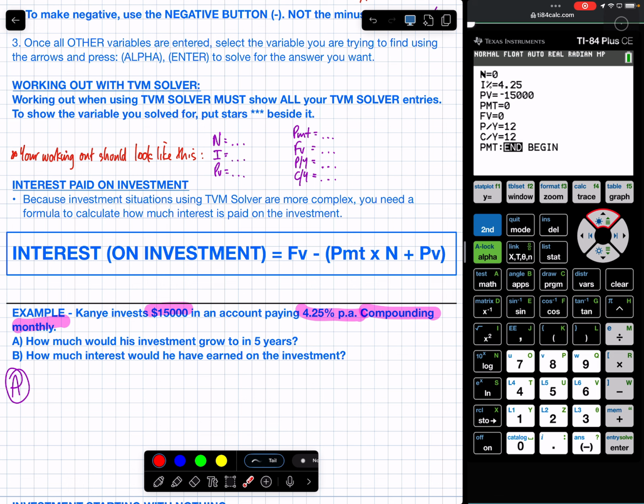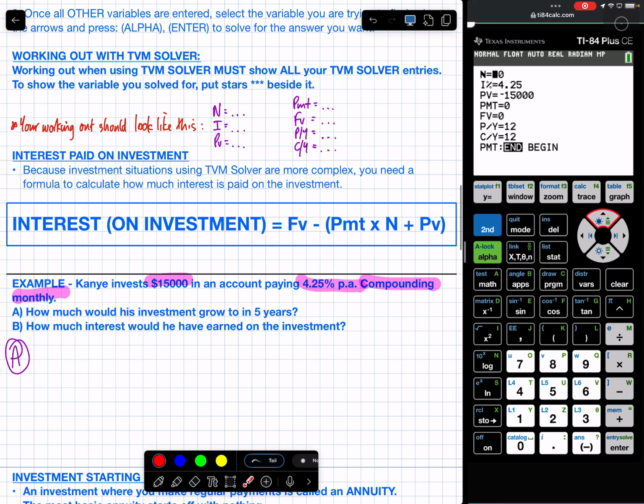Good. Please note on the calculator, you can actually do maths in the variable. At the top, I'm going to go 12 times by 5. See how I made it 60 up there? You can do a little working out. So what this TVM Solver is telling me, Kanye put 15 grand in the bank because it's negative. What's the interest rate that he did? 4.25%. How often is the bank compounding? Monthly. How long is he doing it for? Well, monthly, 60 times. That's going to be 5 years worth. I can get all that info from just looking at TVM Solver.